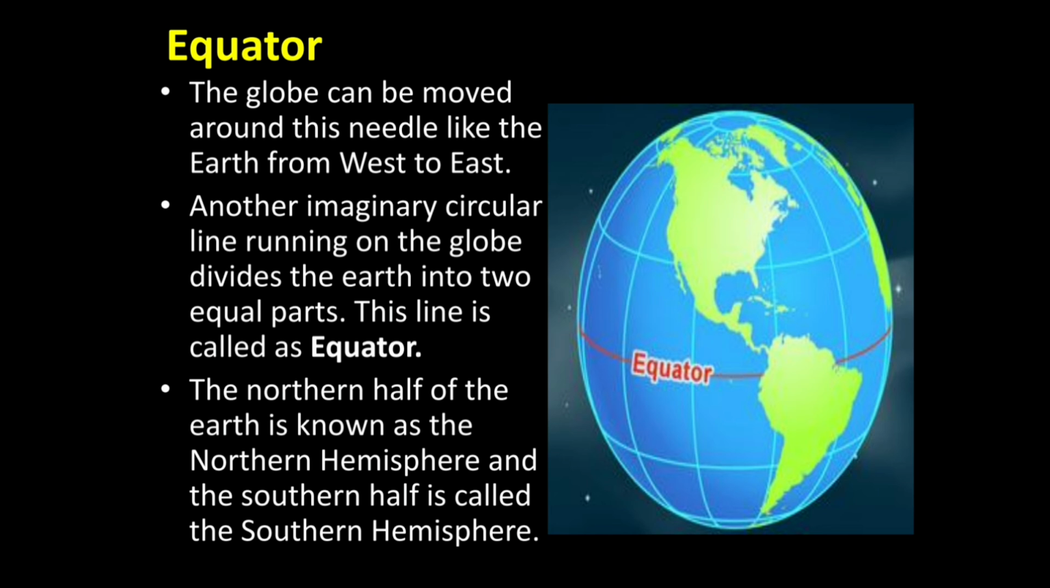So, the definition of the equator is: an equator is an imaginary line which runs through the center of the earth and divides the earth into two equal halves. When it divides the earth into two equal halves, the upper half is known as the northern hemisphere, whereas the lower half is known as the southern hemisphere. So the equator is an imaginary line which divides the earth into the northern hemisphere and the southern hemisphere.